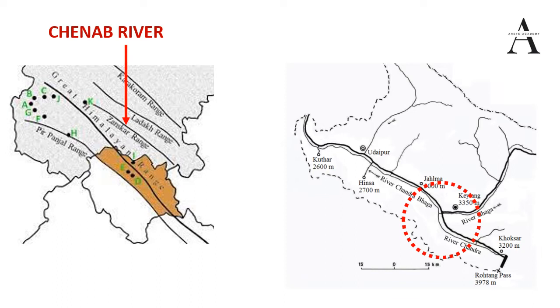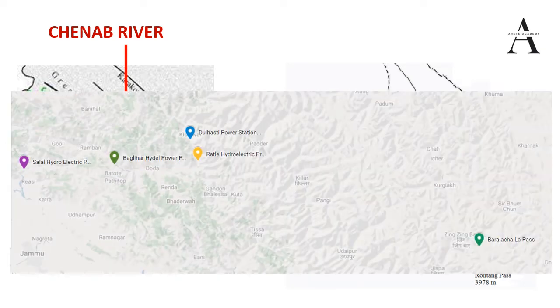Finally, Chenab merges with Satluj River before Satluj merges into the Indus River. In 2021, the Government of India approved the 850 megawatt Ratle hydroelectric project on Chenab River. So here I have kept a few important power projects built on the Chenab River.